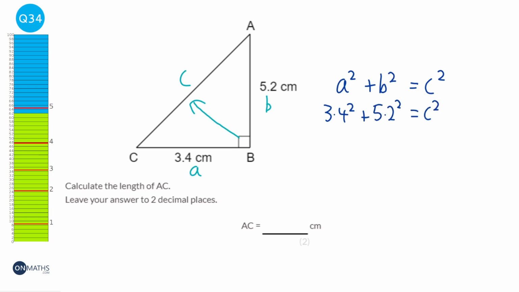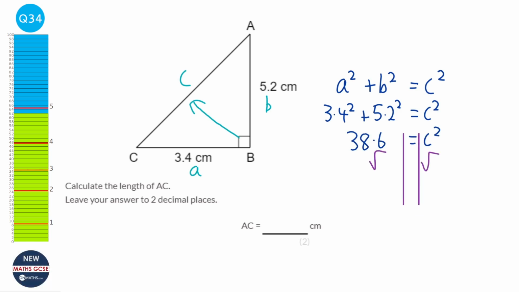So 3.4 squared plus 5.2 squared is 38.6, and we need to solve to find out what C is. And to do that, what we do is we just square root both sides. So square root of 38.6 is 6.212 and so on, and C squared, the square root of that is C. So to two decimal places, it's going to be 6.21.